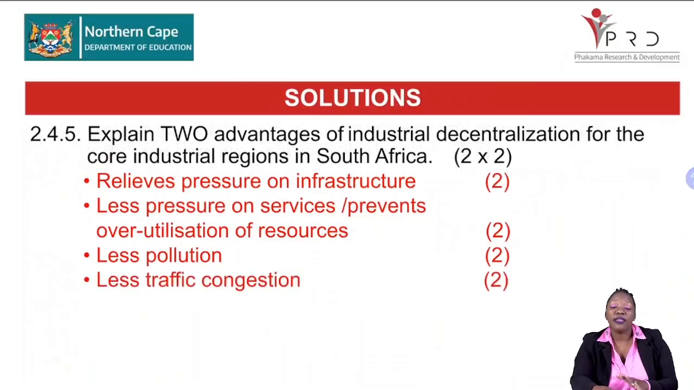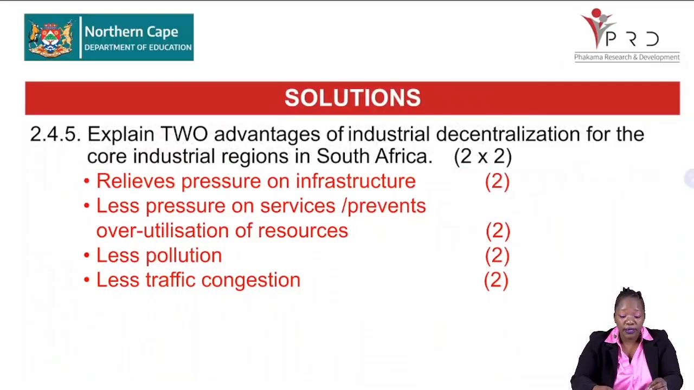And then there will also be less traffic congestion. Remember again, if there are more industries in one area, it means there will be more people traveling into that area going to work. That will also lead to traffic. You will understand that traffic will also lead to pollution because of the cars that will be emitting carbon dioxide.